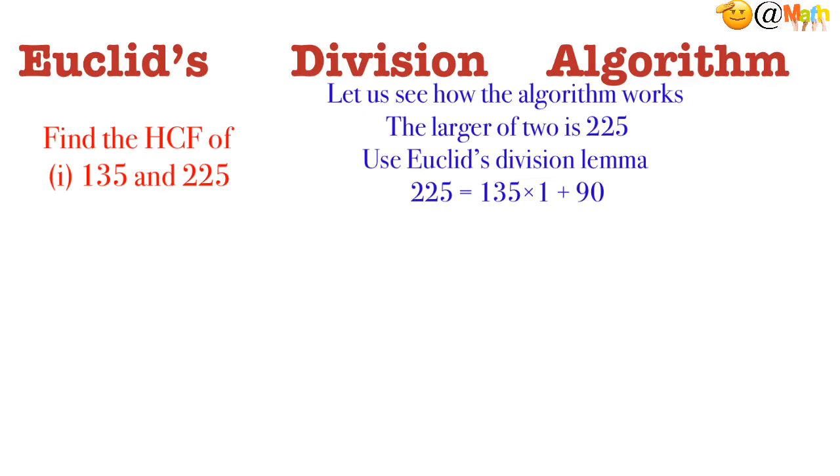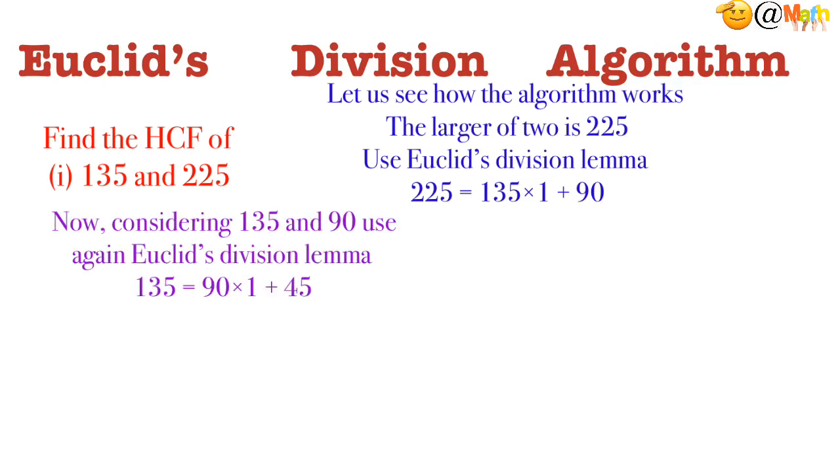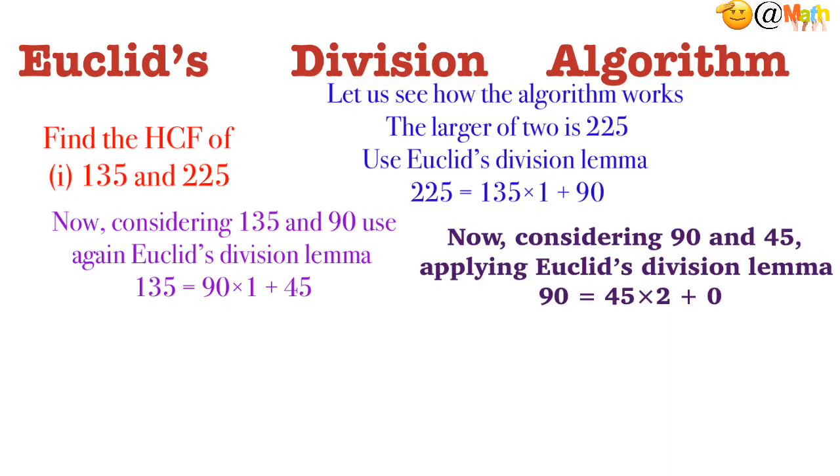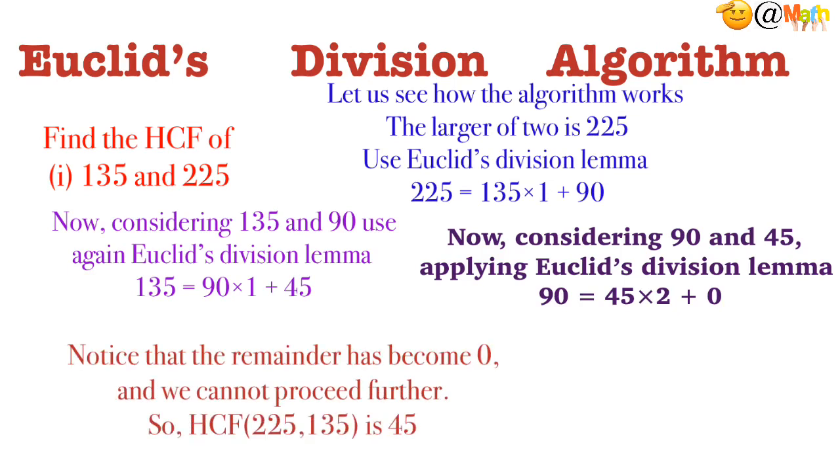The larger of the two is 225. Using Euclid's division lemma, 225 can be written as 135 into 1 plus 90. Now considering 135 and 90, use again Euclid's division lemma. We can write 135 is equal to 90 into 1 plus 45. Now considering 90 and 45, again applying Euclid's division lemma, we can write 90 is equal to 45 into 2 plus 0. Notice that the remainder has become 0 and we cannot proceed further. So the HCF of 225 and 135 is 45.